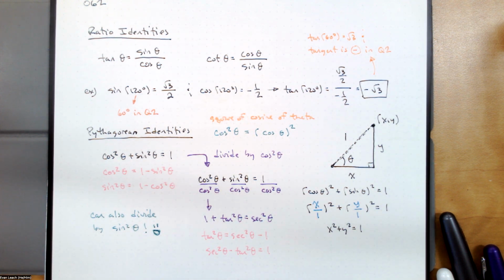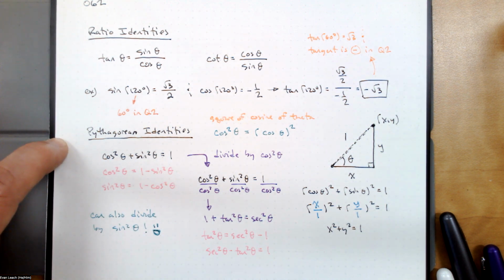We can also take this cosine squared plus sine squared equals 1 and divide by sine squared to get a relationship between cotangent and cosecant. But I'm not going to write that one down. We don't care about that one. We care about cosine squared plus sine squared equals 1, and 1 plus tangent squared equals secant squared.